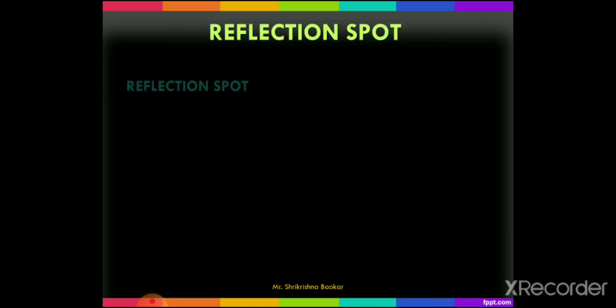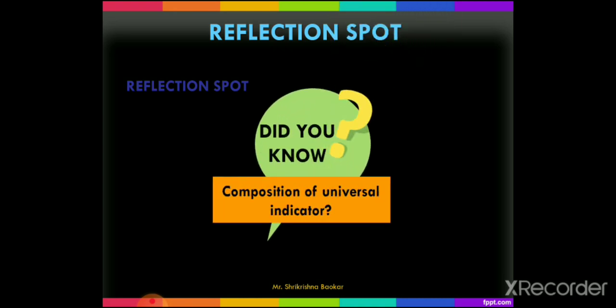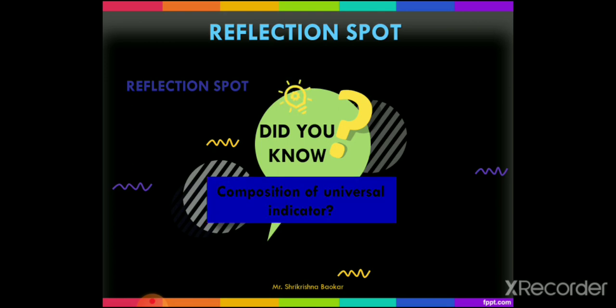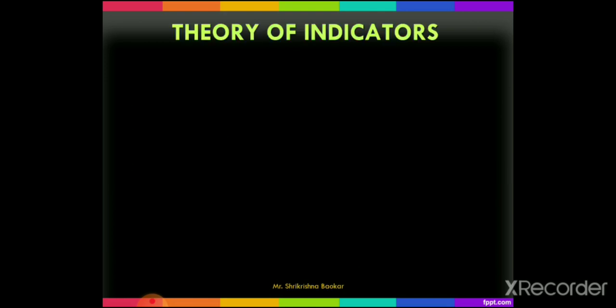So now here is a time to think and reflect, that is the reflection spot. Pause this video and write down the question in your notebook. Do you know the composition of universal indicator? If you don't, then you need to discuss this topic thoroughly. So, moving forward towards the theory of indicators.